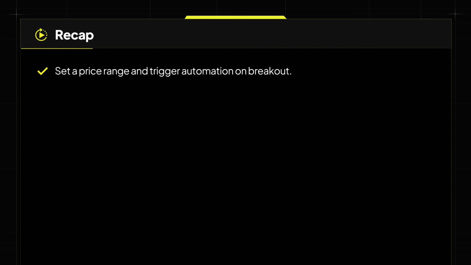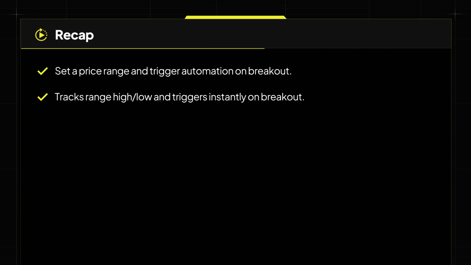Let's recap. Range breakout trigger allows you to define a specific price range using time, date time, or previous candles, and automatically triggers the automation when the price breaks above or below that range. It continuously monitors the high and low of the selected range and activates the next step the moment a breakout occurs, making it suitable for momentum, opening range, and volatility-based strategies.